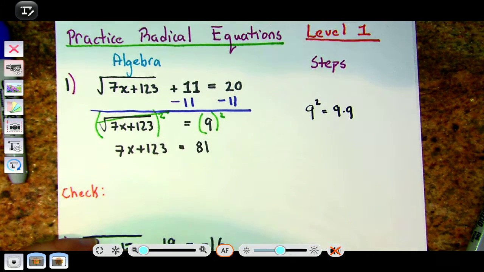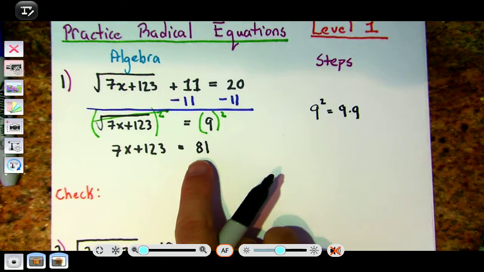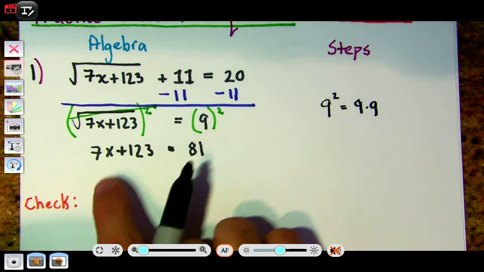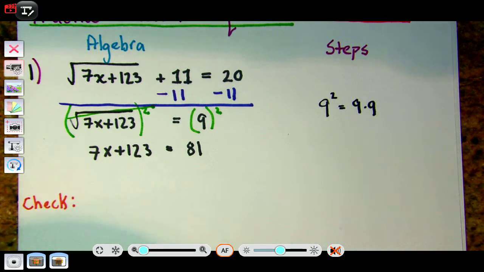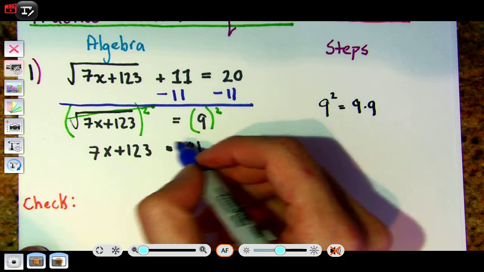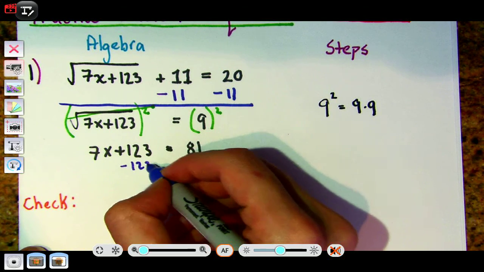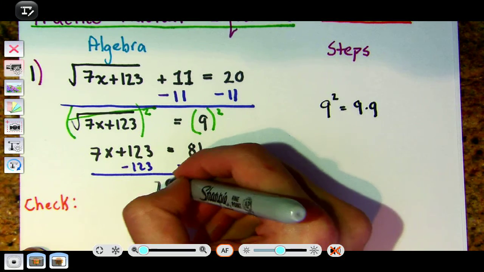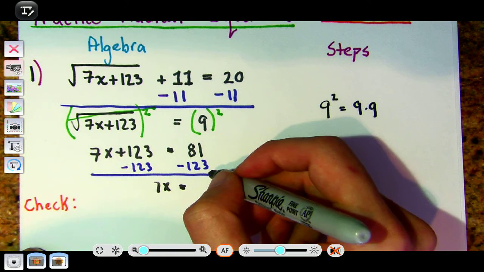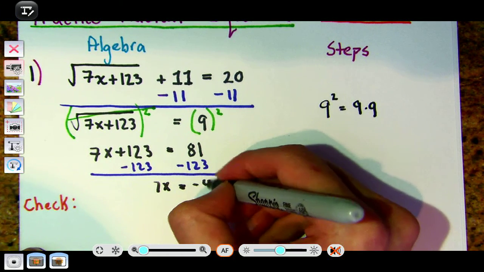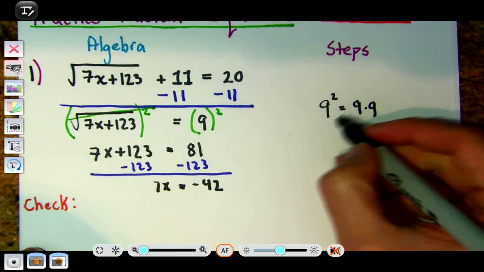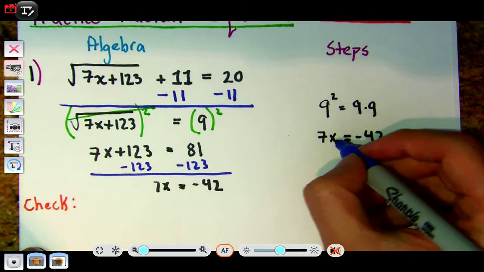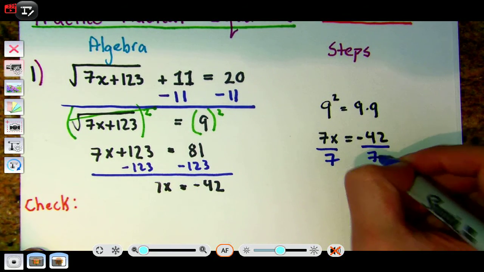And once we get an equation that looks like this, it should be easy money, right? Once we get an equation like this, how do you get x by itself? Pause the video and try and go for it. What do we do? We subtract 123 from both sides. So then we just get 7x equals negative 42. If we get 7x equals negative 42, how do we get the x by itself? Just divide by 7, x equals negative 6.